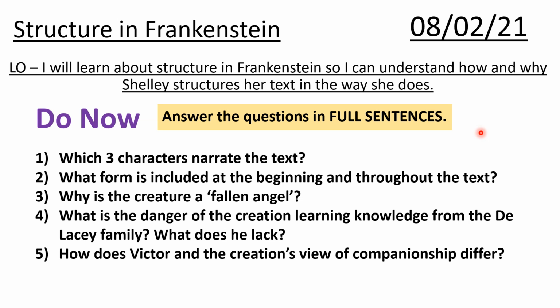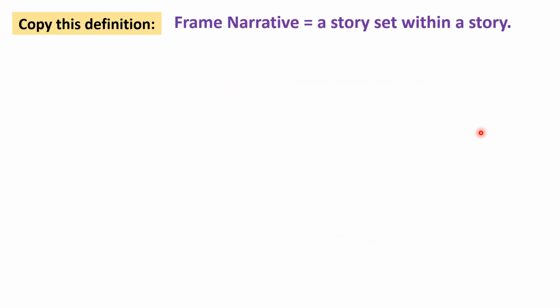Okay, so today, like I say, we are looking at structure, and there are 2 aspects of the structure in Frankenstein that we are going to touch upon. The first is something that we call a frame narrative, and the second is something that we call a narrative point of view, and we're going to explore those independently. So, first of all, frame narrative. This is the definition of a frame narrative, a story set within a story. Can you pause the video and return when you've copied that definition down, please?